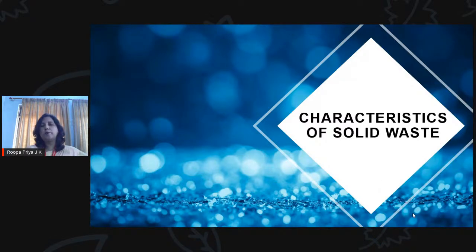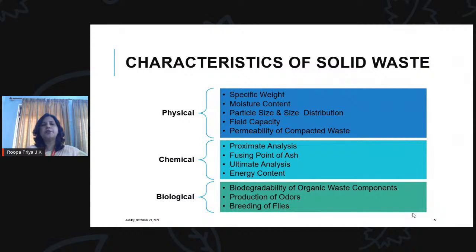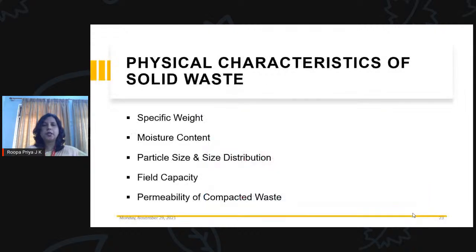Next is the characteristics of solid waste. The characteristics of solid waste include physical, chemical, and biological characteristics. Physical characteristics of solid waste include the specific weight of the solid waste, moisture content, particle density, particle size and size distribution, field capacity, and permeability of compacted waste. Under chemical characteristics of solid waste, we have proximate analysis, fusing point of ash, ultimate analysis, and energy content. Under biological characteristics, we have biodegradability of organic waste components, production of odor, and breeding of flies. We shall discuss each and every characteristic separately and in detail.